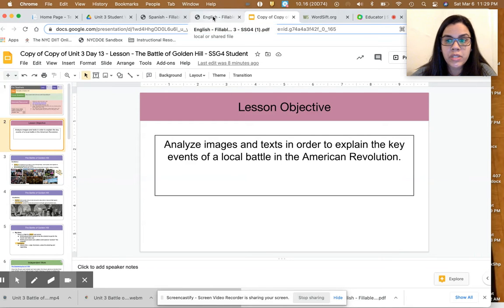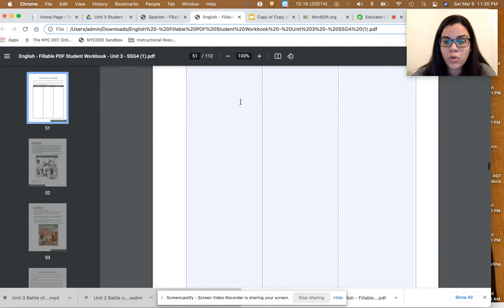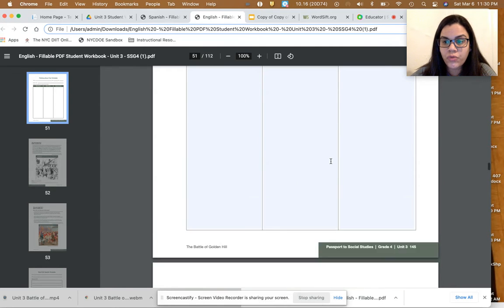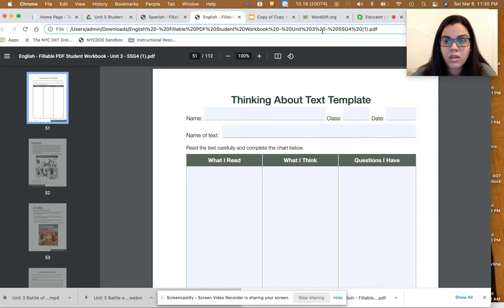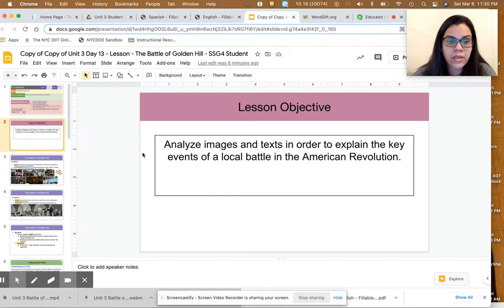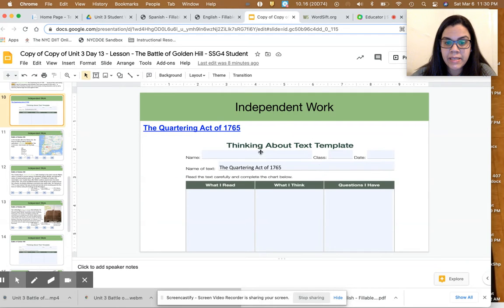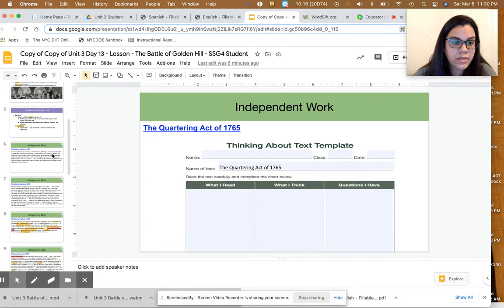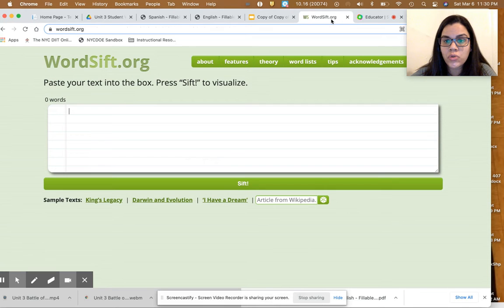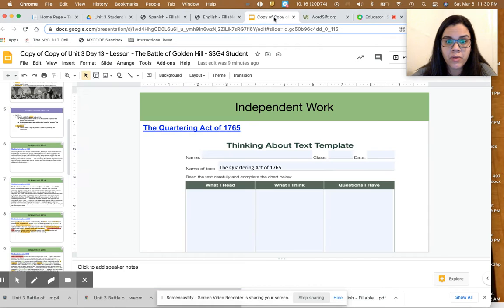If you are using your Passport to Social Studies workbook, you're going to need page 145. If you are using Google Classroom, I've also placed the Thinking About template on the slides where you will be analyzing texts. And you can also use wordsift.org as a tool to help you break down text so that you can grow ideas and ask questions about it.